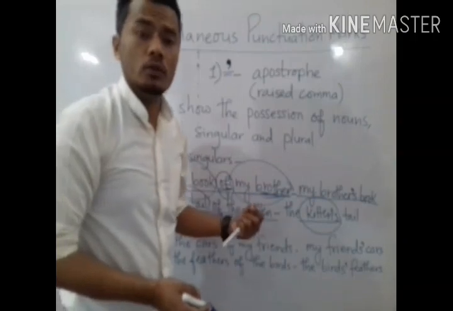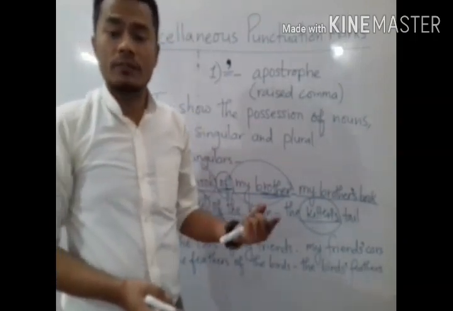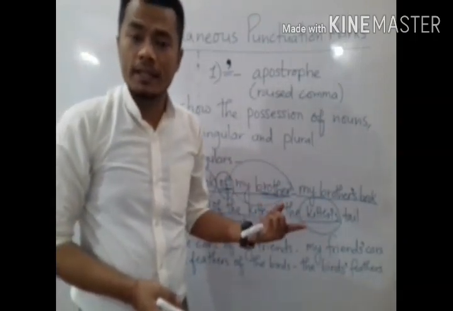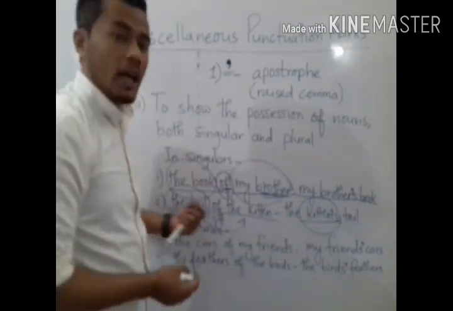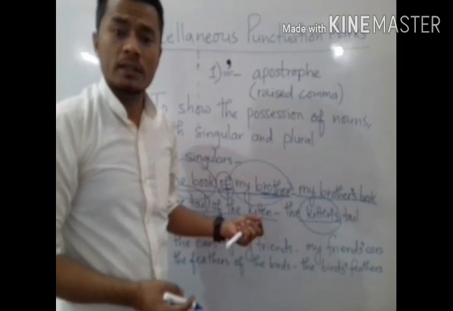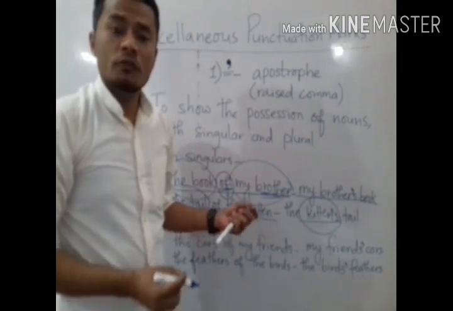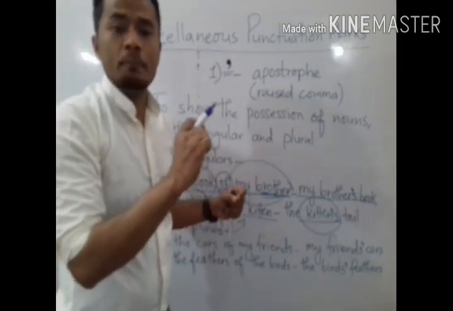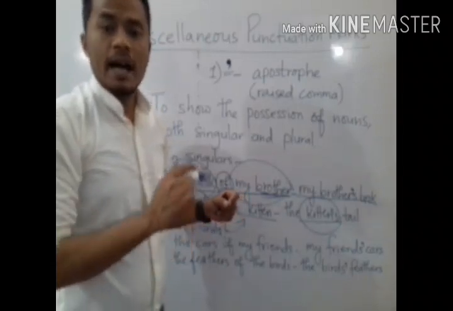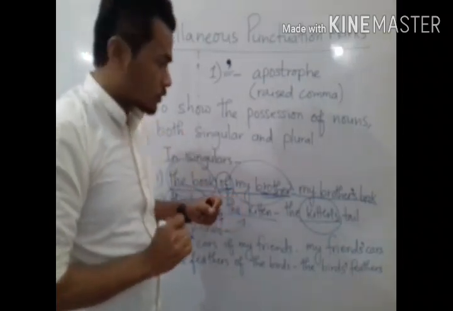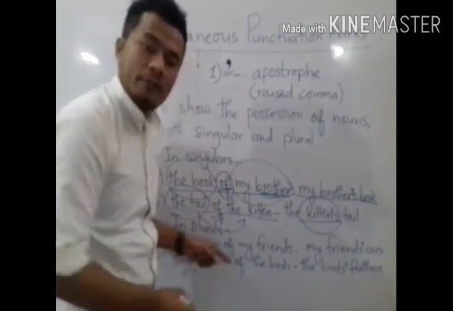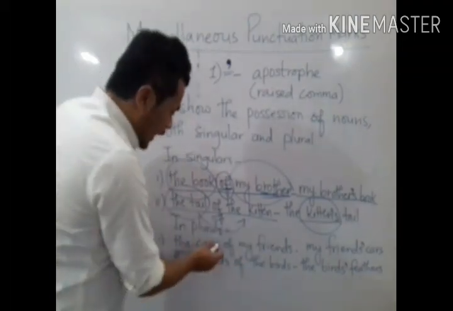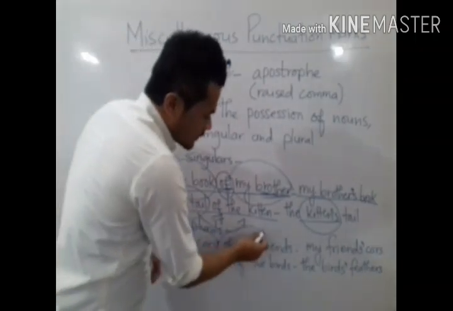But how do we show the possessive case of nouns when the nouns are plural? There is a different concept. If the noun is plural, then first we have to write the complete plural noun, and after that we have to use apostrophe. Like here, the cars of my friends. That means the cars belong to my friends.